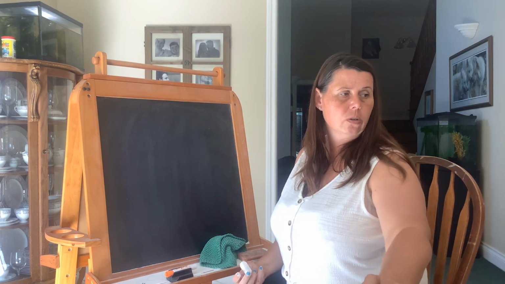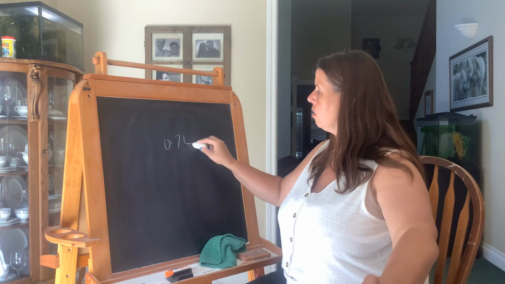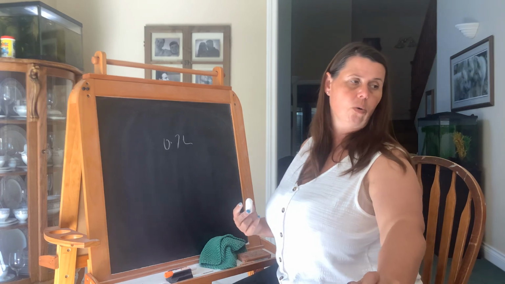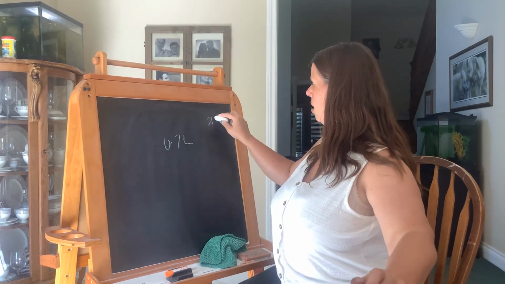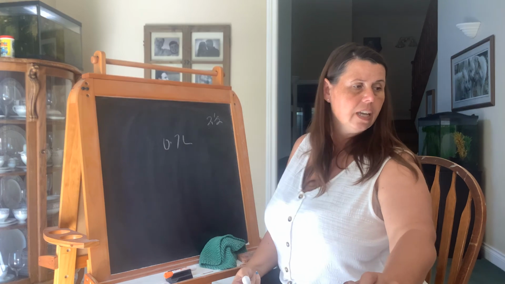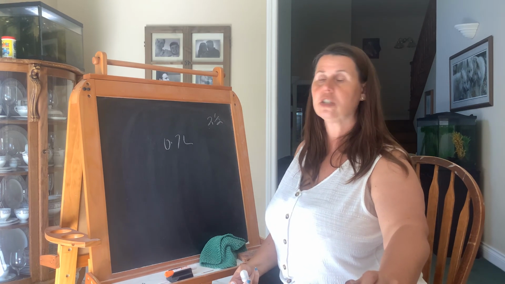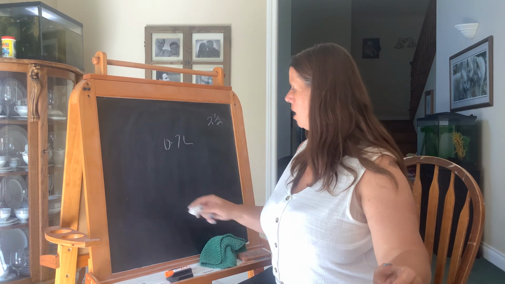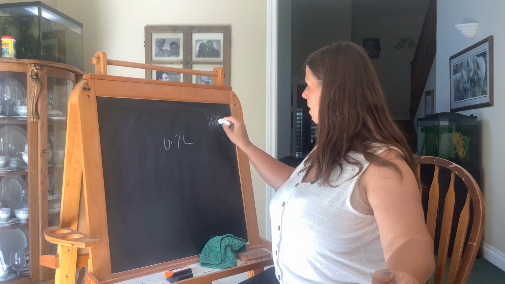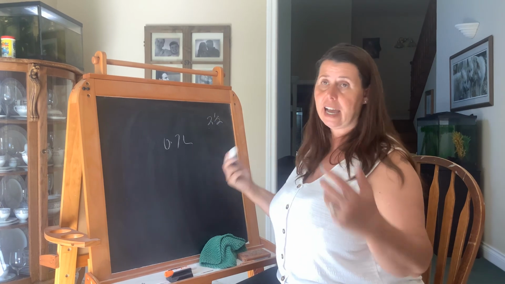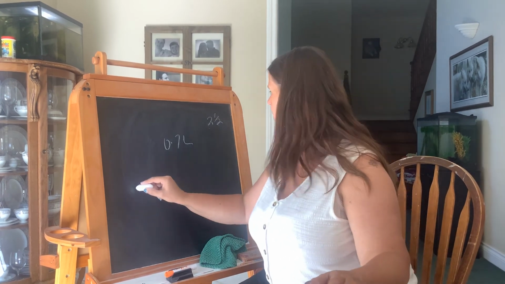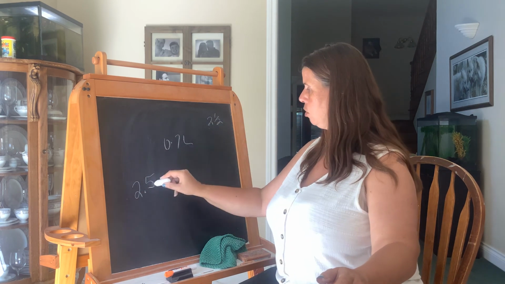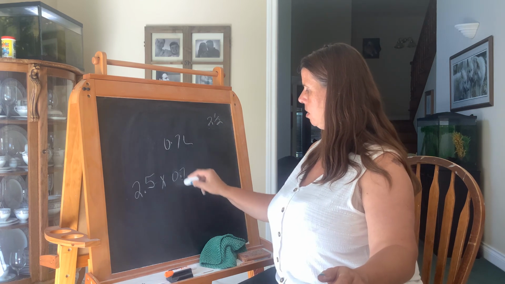A bottle holds 0.7 liters of liquid. How many liters will 2 and a half bottles hold? Okay, so 2 and a half. All right, got it. And it says the hint is to change the fraction to a decimal. So here's our fraction. This is a piece of cake. So if we change a half to a decimal, if you have a half of a dollar, what do you have? 50 cents, right? A half is 0.5. So 2.5 is 2.5 times 0.7, right?